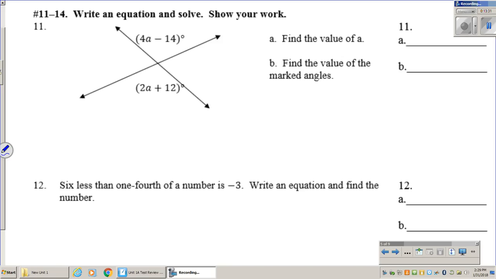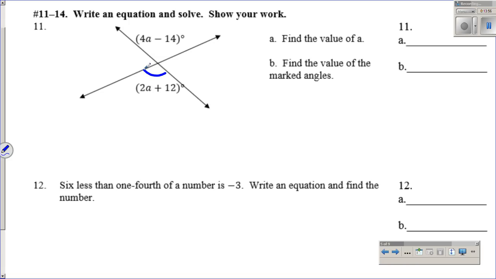Okay, let's take a look at number 11. It says write an equation and solve, show your work. For part A, they ask us to find the value of the variable a, and for part B, find the value of the marked angles. So again, we've talked about how when two lines intersect, the two angles that are across from one another are called vertical angles. So we know that vertical angles are always congruent.